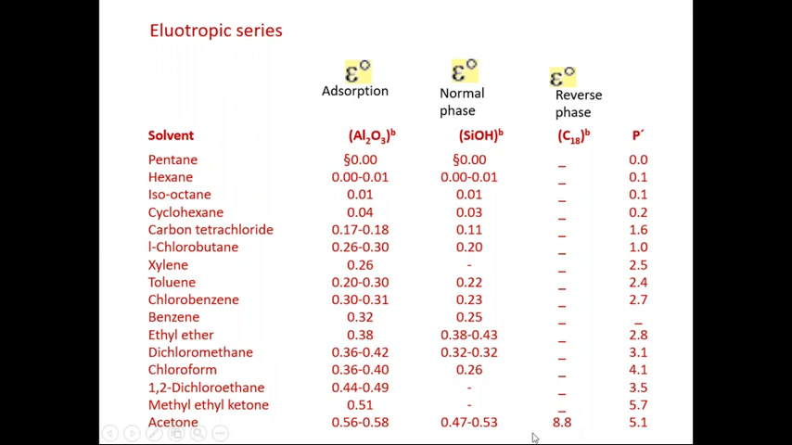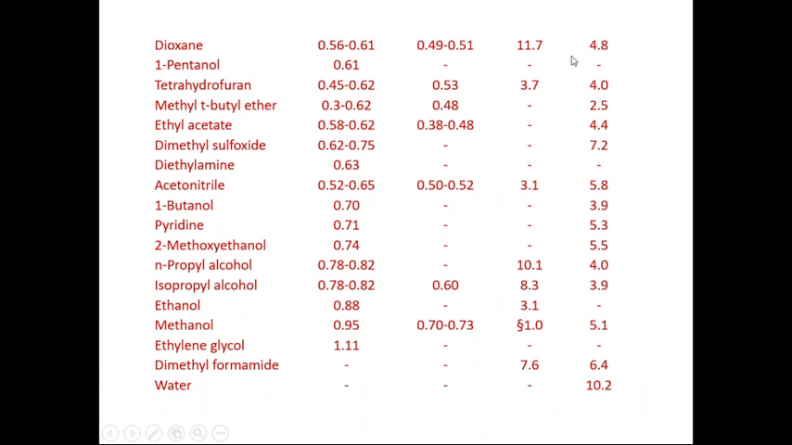And then in reverse phase chromatography, the common solvents that are used are tetrahydrofuran, acetonitrile, methoxyethanol, propanol, methanol, and water. And you see here, we do not use much of these. Very little, in terms of the K factor, is used in the normal phase chromatography.